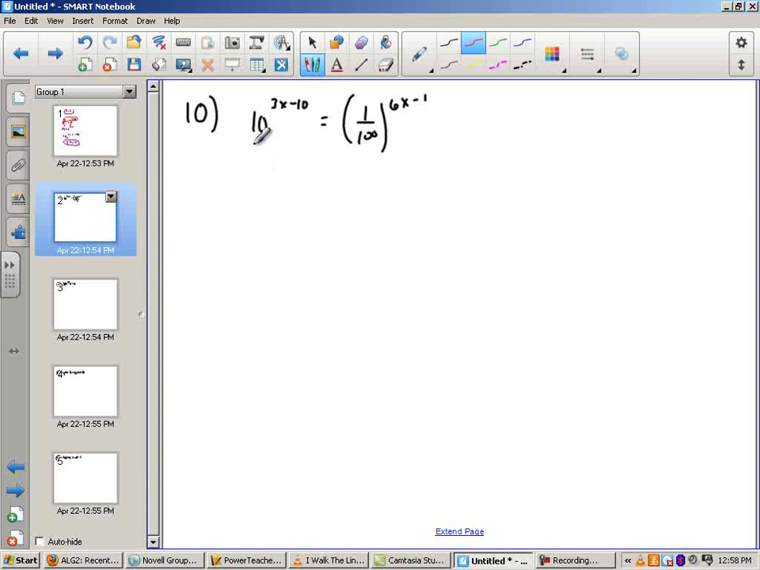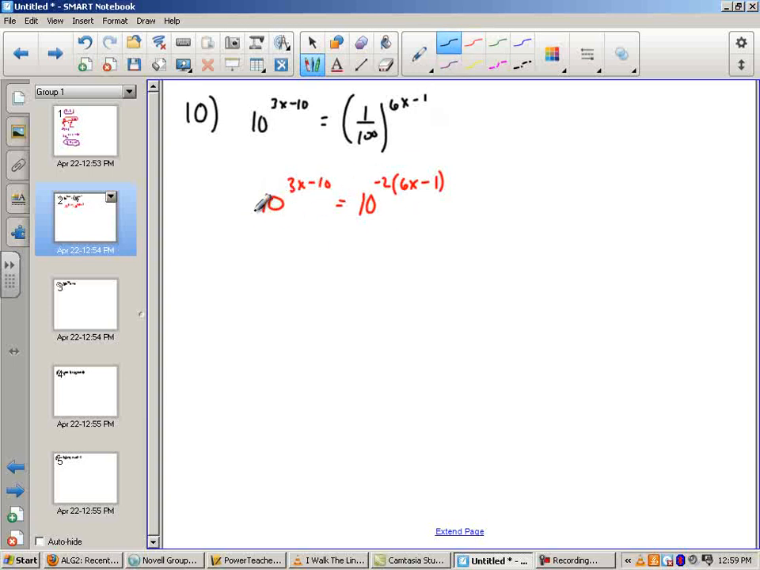So when I look at number 10, I see that I've got 10 to the 3x minus 10. Now that 10 looks like it's in its basic form. Over here, though, 1 over 100, it looks like it could be some modification of 10 to some power. And so I want to rewrite this piece as 10 to the, well, 10 to the second would get me 100, and a negative would flip it upside down. So I'm going to say 10 to the negative second, and I'll multiply that by 6x minus 1. That should be equal to 10 to the 3x minus 10.